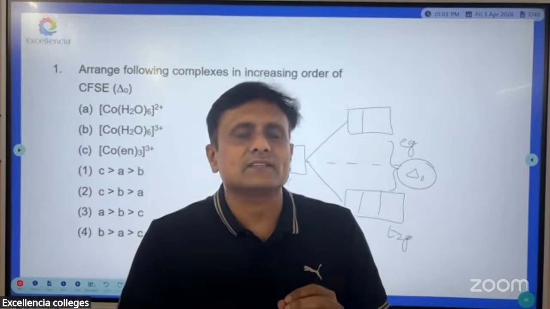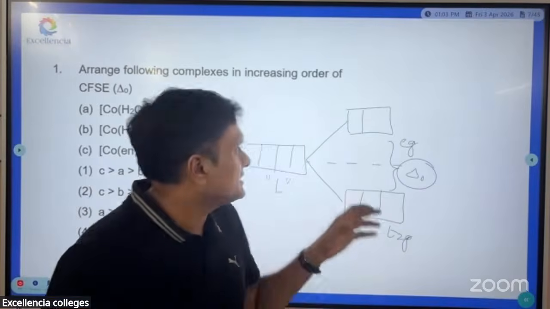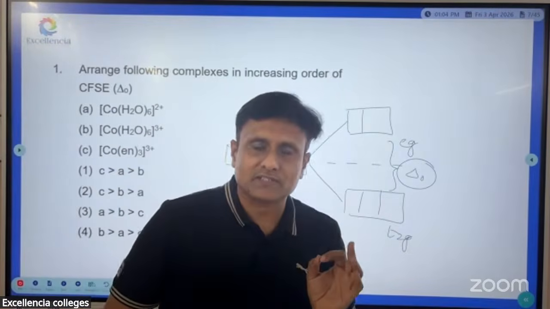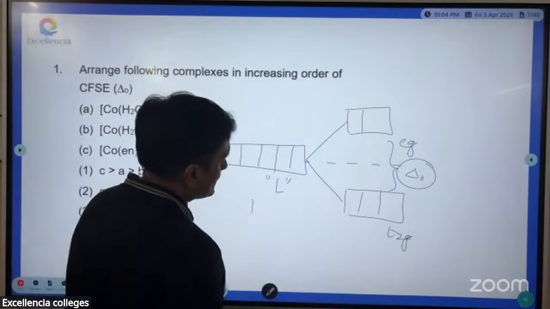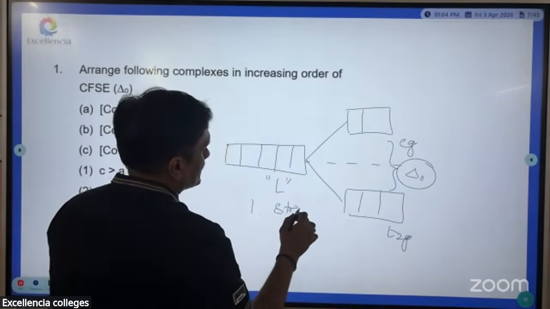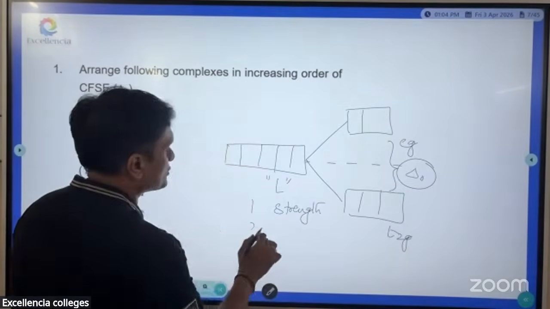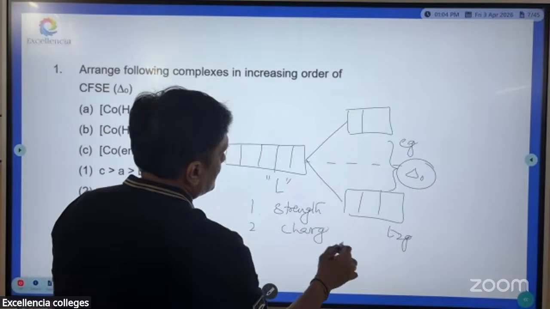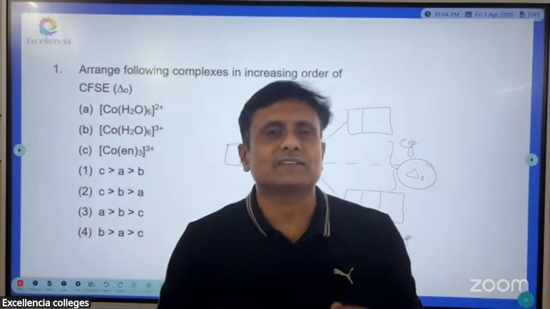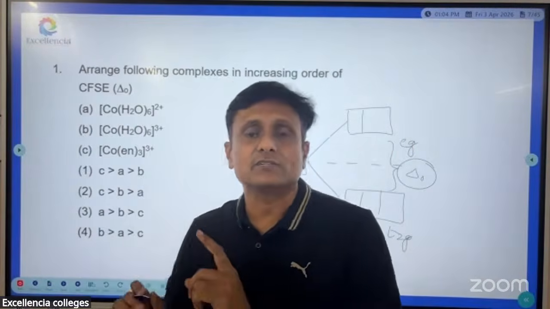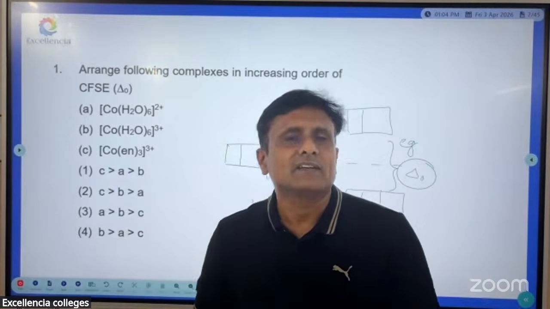Now, when we talk about this energy, that depends upon the interference of these orbitals when the ligand is approaching. So it depends upon two factors mainly. Number one is the strength of the ligand. This we study as the spectrochemical series. Number two, charge on the central metal atom or ion. That means when your ligand is approaching, we need to check these two aspects. One, what ligand you have taken. Two, what charge is lying on the central metal atom.